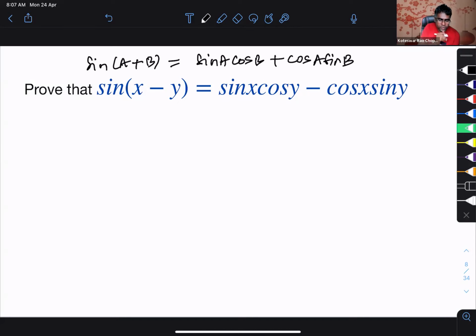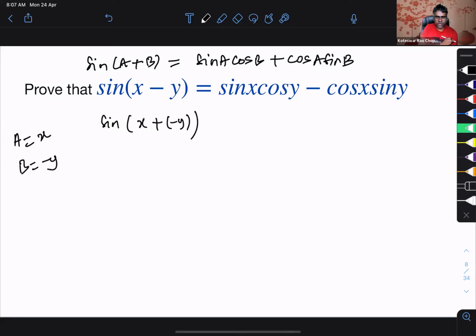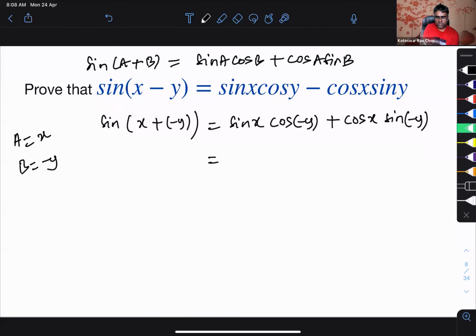So here what we are doing is, the left hand side, I'm writing it as sine of x plus minus y. So my a is x, my b is minus y. So if I use that result which we just obtained, I can say sine x and then cos of minus y, plus cos x and then sine of minus y. And here cos of minus y is just cos y.